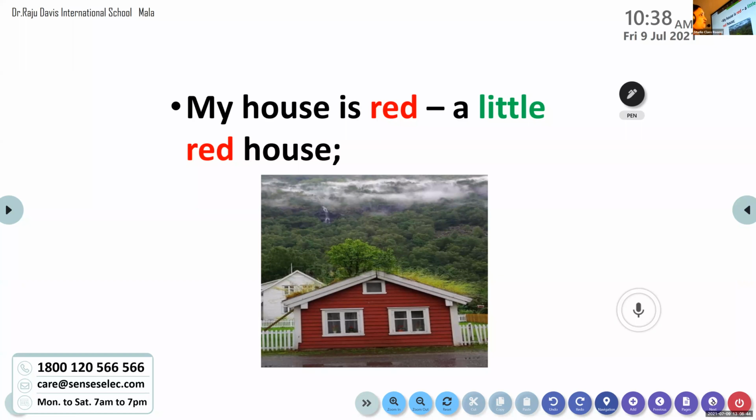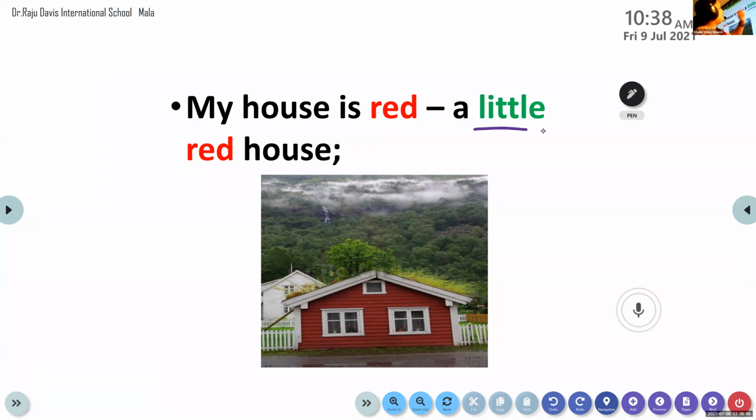My house is red, a little red house. In this line of the poem, the little child is telling us that she is living in a house which is red in color. And her house is a little house. The word little means a small house. Have a look at the image. Did you notice the little red house? This is the little girl's little red house. Good effort, Christabel, my dear. Thank you, ma'am.